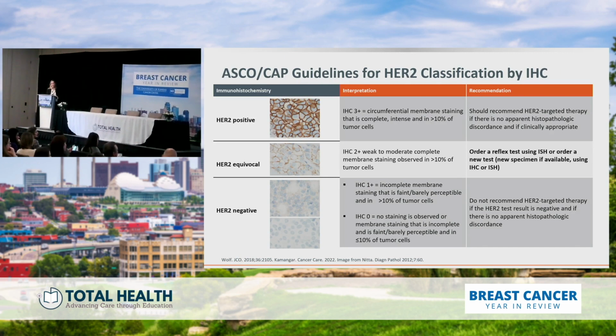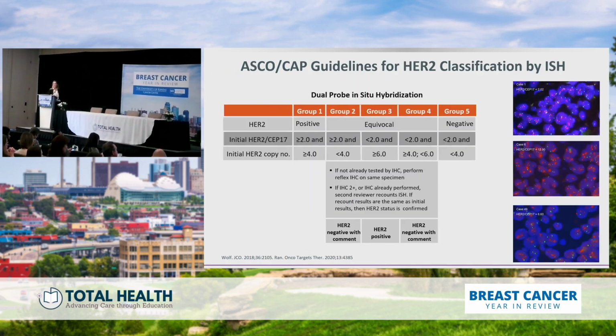And this is just a reminder of the ASCO-CAP guidelines for HER2 classification by IHC. HER2 positive is IHC 3+. HER2 negative historically has been IHC 0 or 1+, and in the middle we have HER2 equivocal, which is IHC 2+, which reflexes to FISH, and here are the most recent ASCO-CAP guidelines for evaluation by ISH, and you can see some examples there on the right.